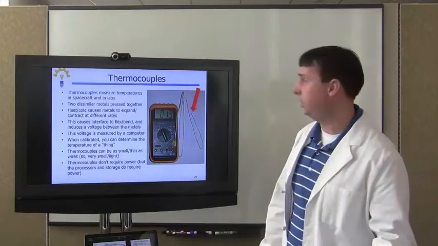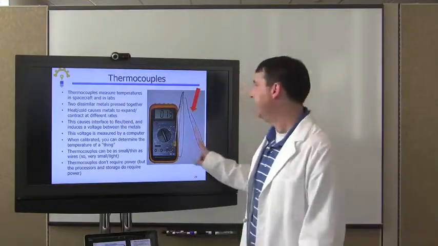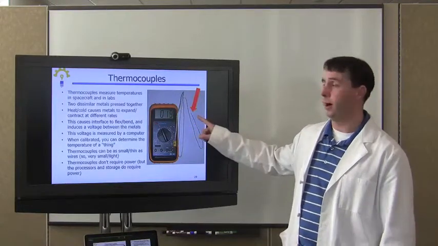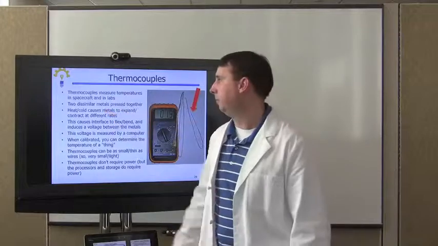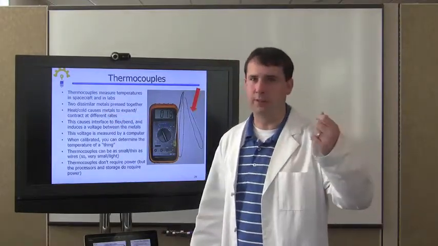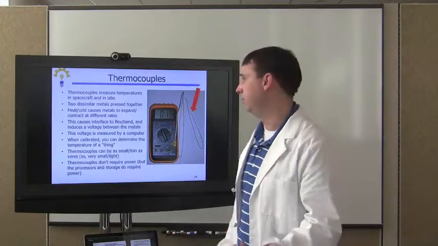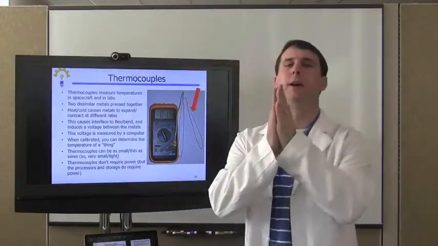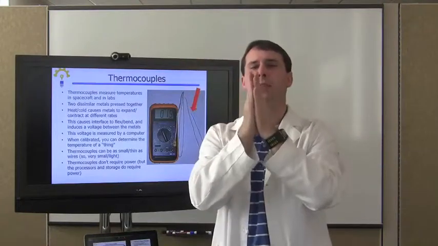So how is temperature measured? Temperature is measured with a thermocouple, and thermocouples are tiny. They can be as small as wires. They really are just wires. Thermocouples measure temperatures in spacecraft and in labs. You can use a thermometer at home, but we use thermocouples. Basically, a thermocouple is two dissimilar metals. It means two different metals sandwiched together.